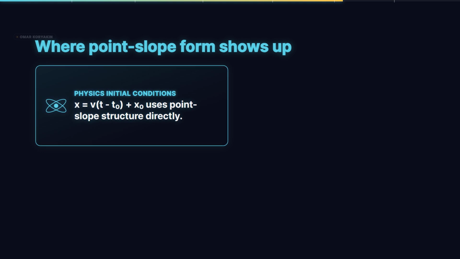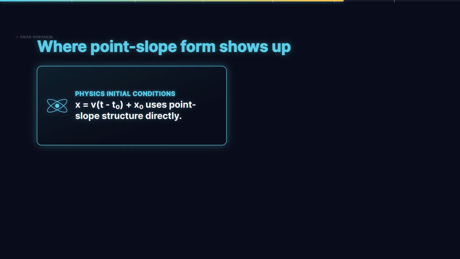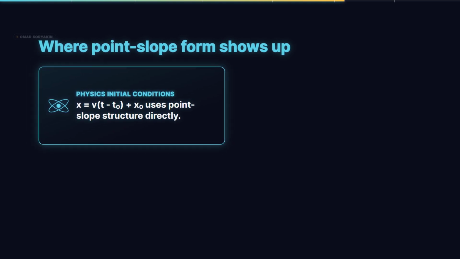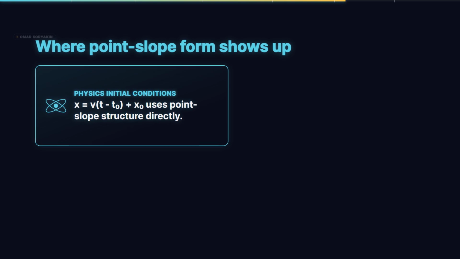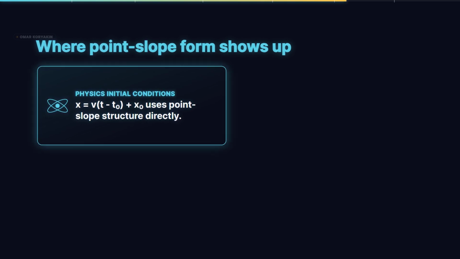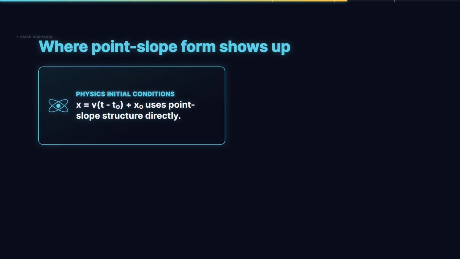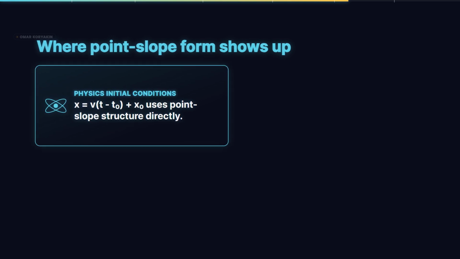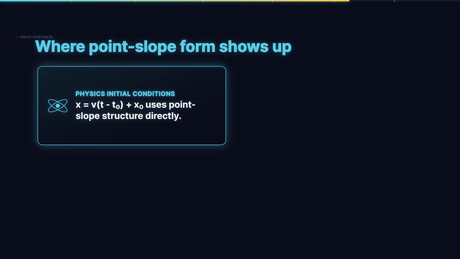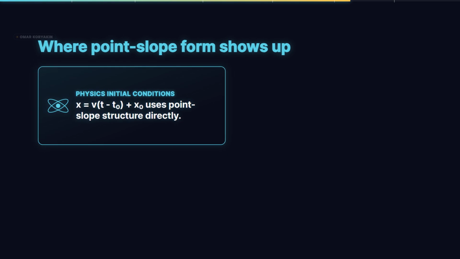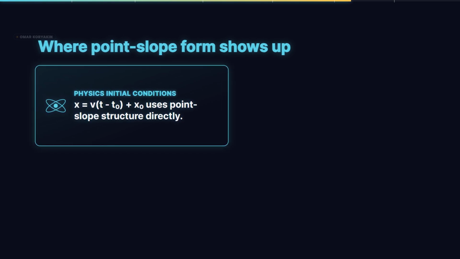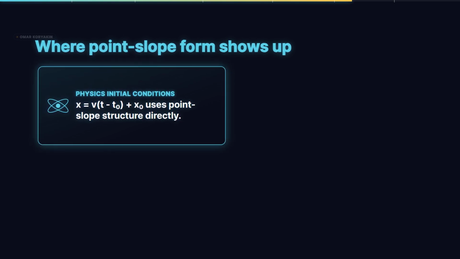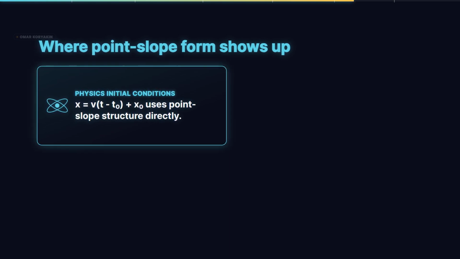In physics, the position of an object moving at constant velocity from a known initial position at a known initial time is given by position equals velocity times the quantity current time minus initial time, plus initial position. This is exactly the point-slope form, with the slope being the constant velocity and the anchor point being the initial position at the initial time. Every introductory kinematics calculation uses this point-slope structure.